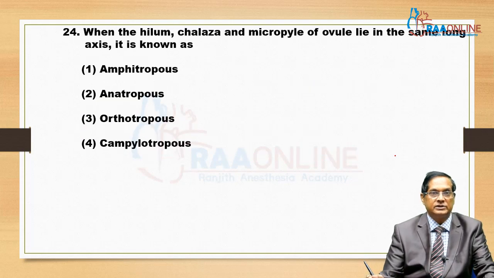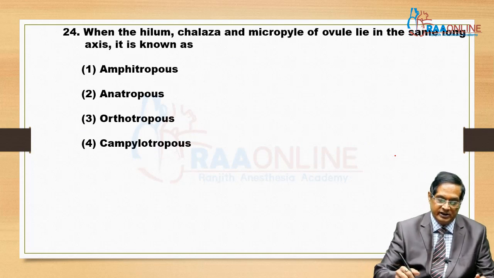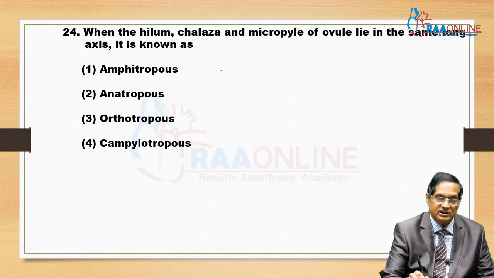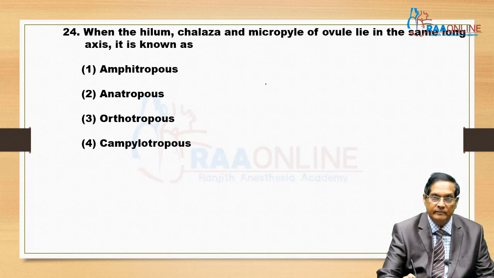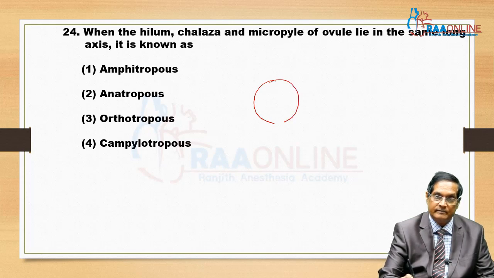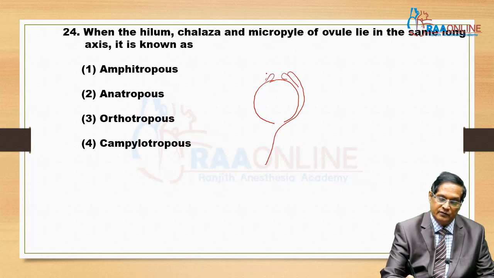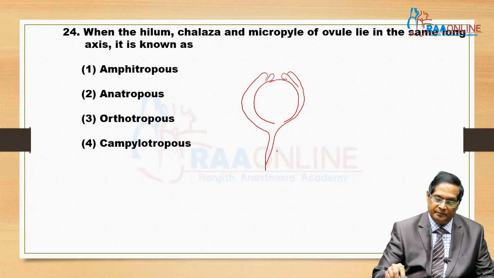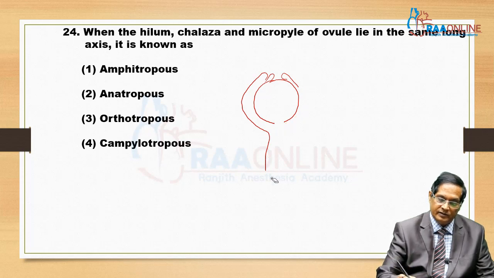Now come to the next question. Hilum, chalaza and micropyle lie on the same longitudinal axis. Actually this structure is concerned with the type of ovule. This is the ovule nucellus. This is integument 1 and 2.